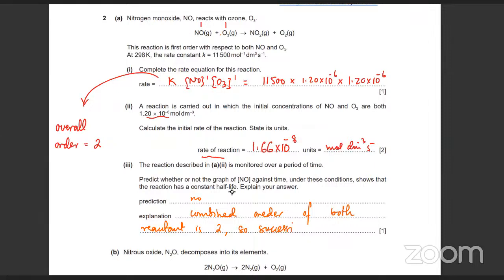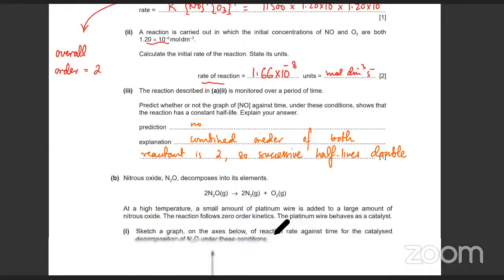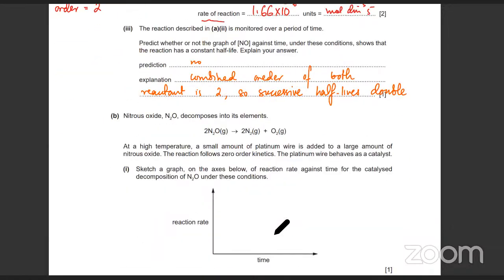So your successive half-lives in a second order reaction, the reaction would slow down very quickly. It's going to take a longer and longer time for the concentration to decrease by half. Because NO will decrease by half, the rate will slow down because it's order 1. O3 will also simultaneously decrease by half, and the reaction will further slow down. So that's why it's going to take a longer and longer time for the concentration to decrease by half.